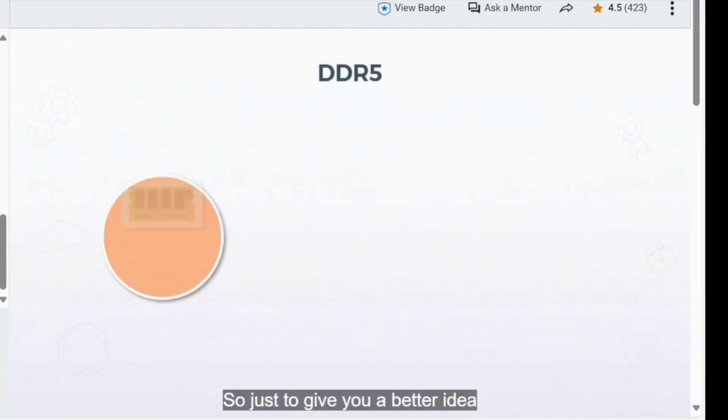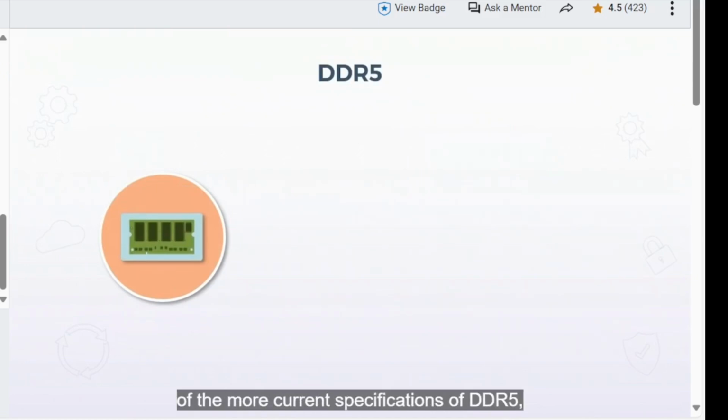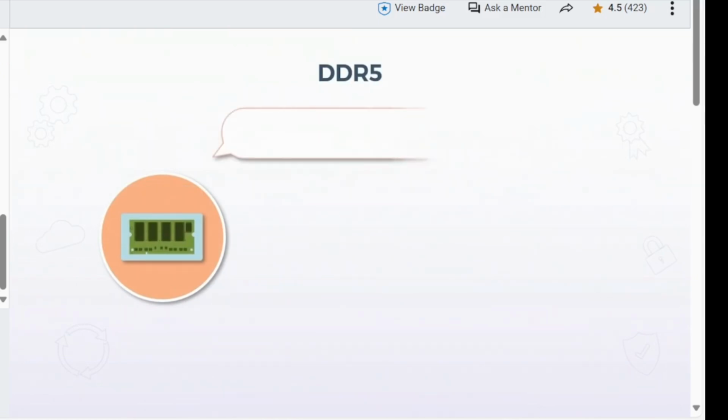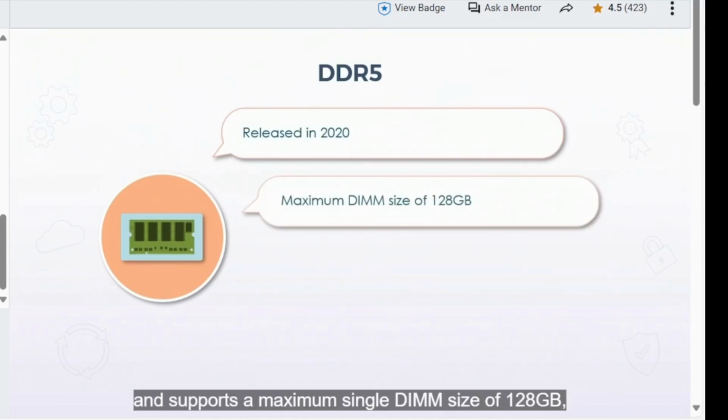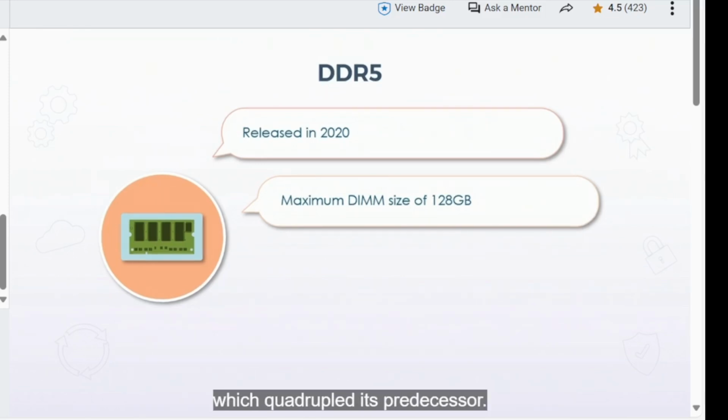So just to give you a better idea of the more current specifications of DDR5, it was released in 2020, and supports a maximum single DIMM size of 128 gigabytes, which quadrupled its predecessor. Now, just a quick note on that value.